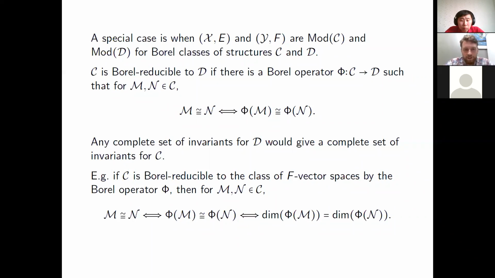An example: if you take D to be the class of vector spaces, then you actually get a set of invariants for C. What you do is you turn a thing in C into a vector space, and then you take the dimension of that vector space. If that reduction is a Borel reduction, then the computation of the dimension of φ of M is a Borel computation. So anything reducible to the class of vector spaces has a nice set of invariants. This is why you should think of anything reducible to something as simpler than that.